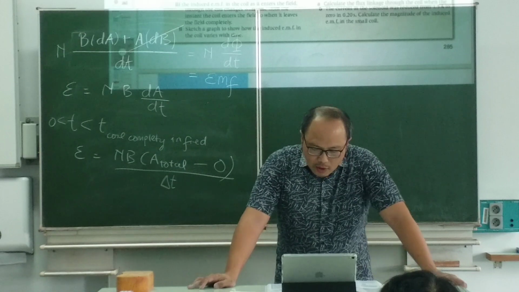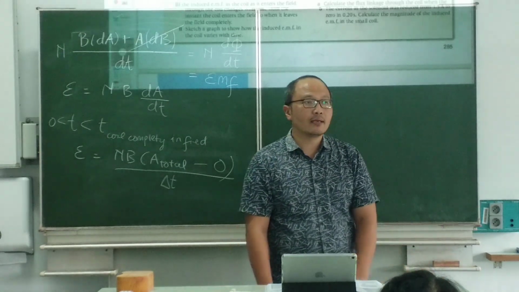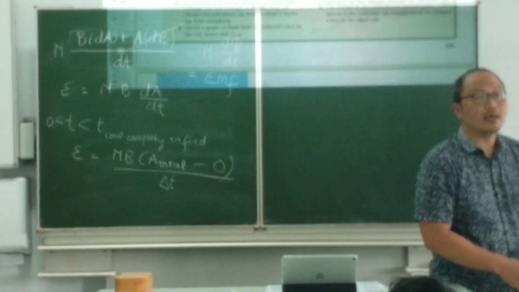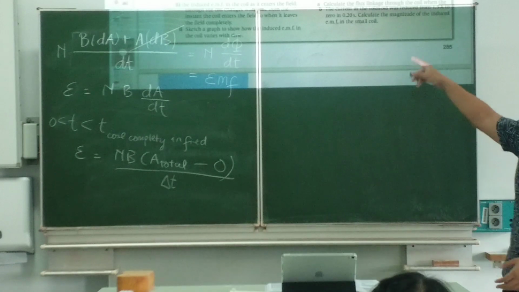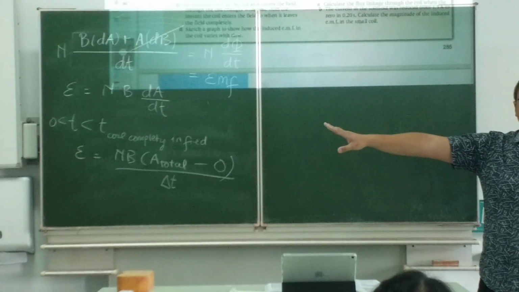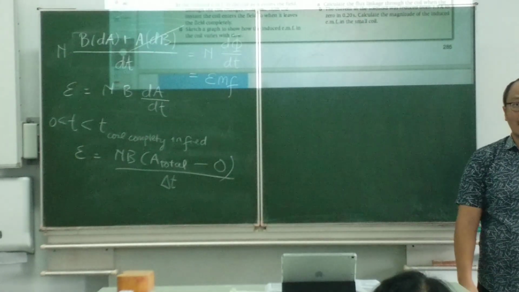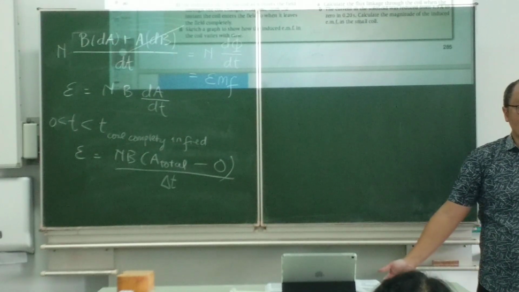So what is this 20 times 50? The area of the coil. As the coil is still outside the magnetic field, the area is not important at all for us when it comes to electromagnetic induction.